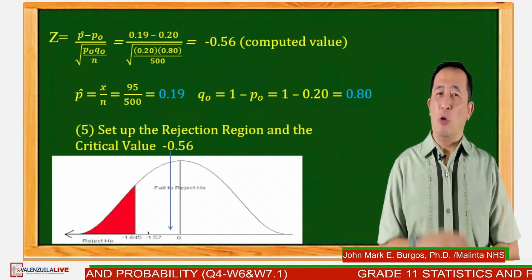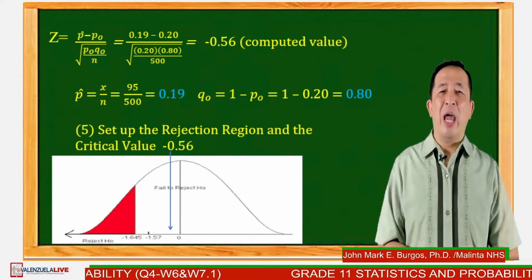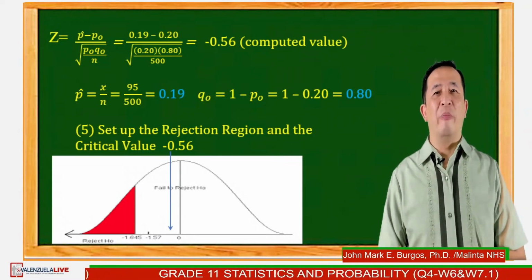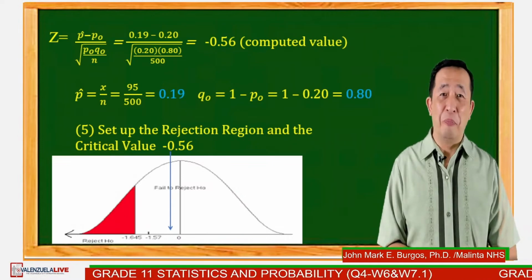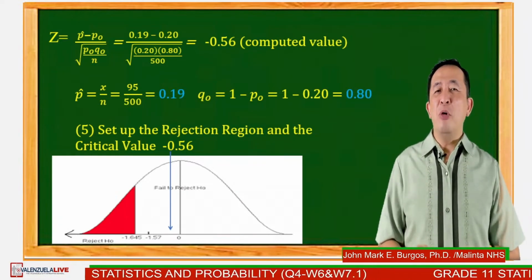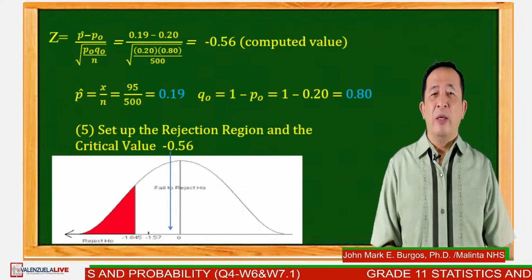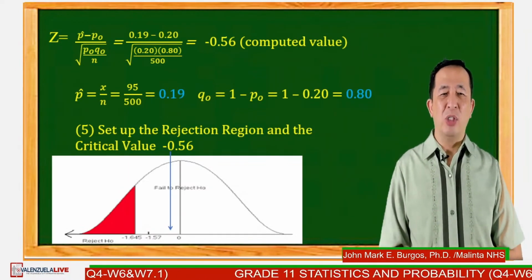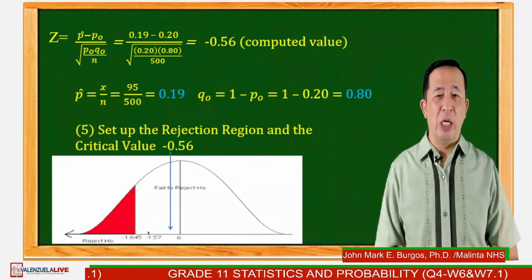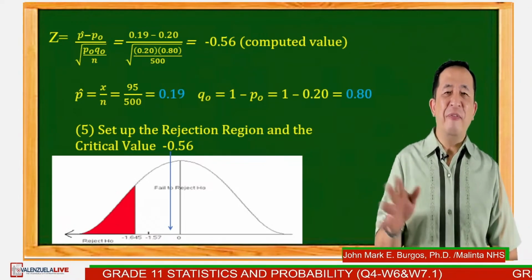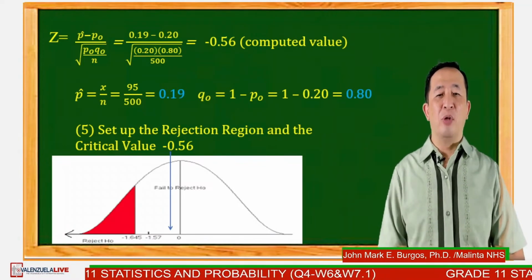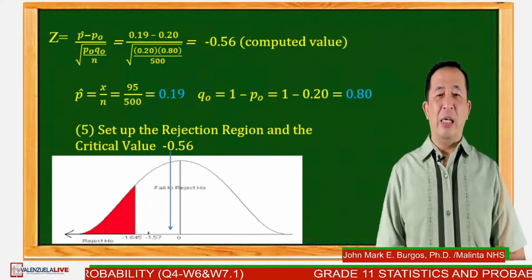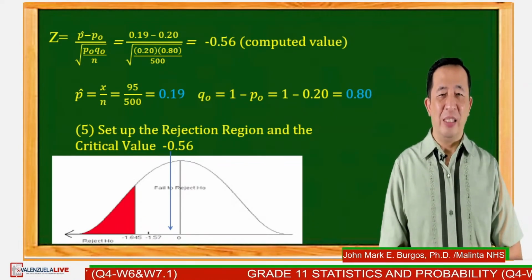Now, to compute for the p-hat, we have x over n, and to substitute the values, we have 95 over 500, which is equal to 0.19. In computing for q sub 0, q sub 0 is equal to 1 minus p sub 0, or 1 minus 0.20, is equal to 0.80. The fifth thing that we have to consider is we have to set up the rejection region, and the critical value is negative 1.645.